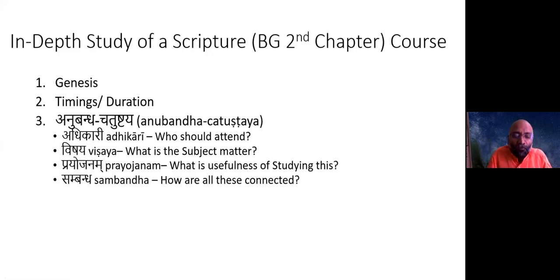Then there is a concept called Anubandha Chatushtaya, 4 important aspects. Whenever there is a new book or a new course, traditionally it is stated what those 4 important aspects are. One is Adhikari, who should attend the course. It is generally used for a book traditionally because that's how the work was being published. We are doing an online course right now. So Adhikari is who should attend. Here, the one who has an interest in Sanskrit and scripture, learning the scripture in depth, that person is Adhikari.